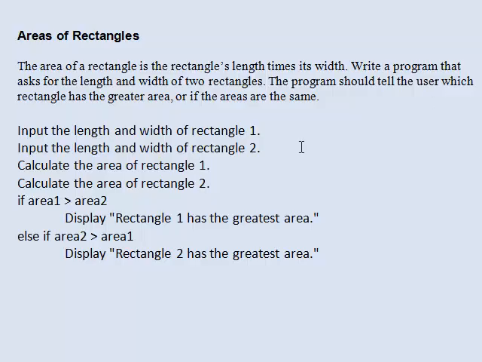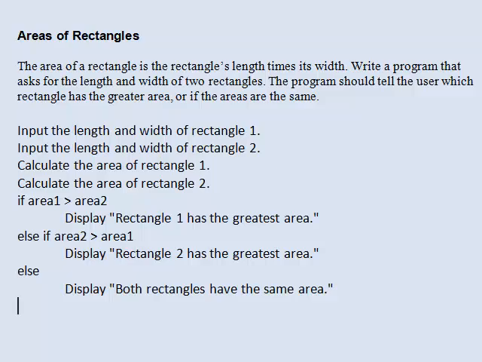Now, if neither of these Boolean expressions is true, if area 1 is not greater than area 2, and if area 2 is not greater than area 1, well, we know that the third outcome is that both rectangles have the same area. So we'll just have an else clause. We'll display a message: both rectangles have the same area. So this is a fairly good write-up of the pseudocode for the first approach at solving this problem.